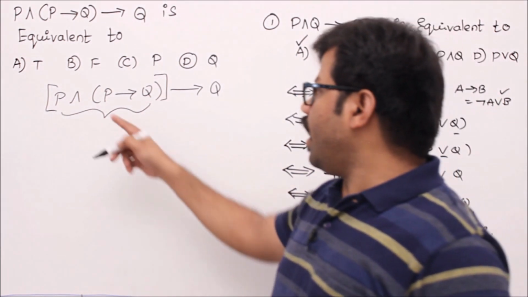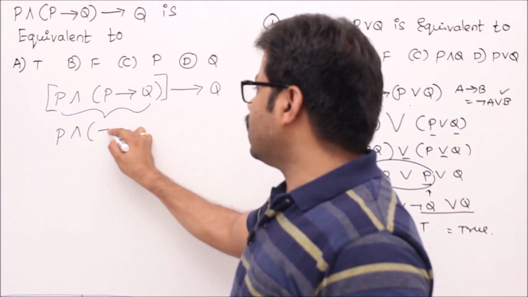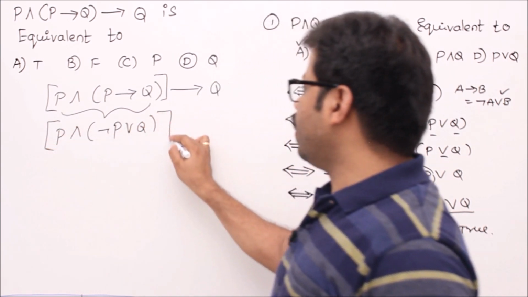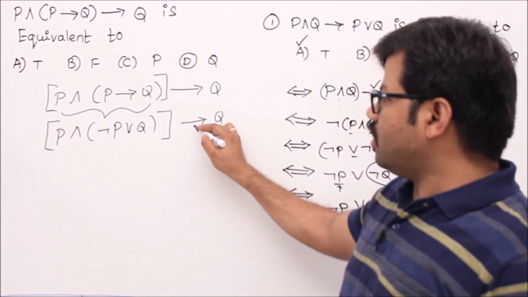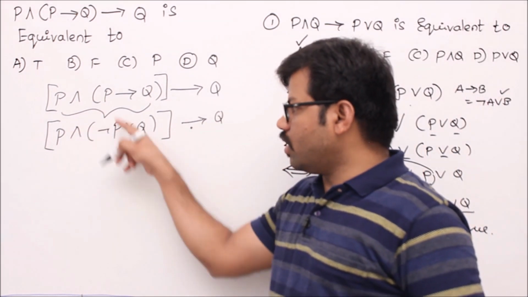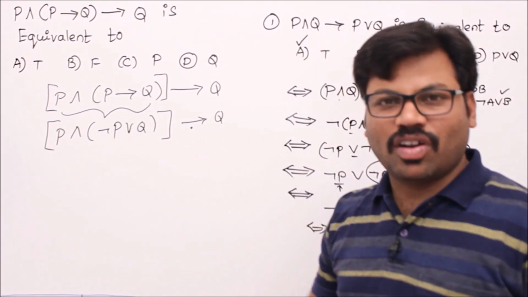So P and (P implies Q), that will become P, and we know whenever we have implication we can write negation P or Q, isn't it? So this is the entire unit, implies Q. Let's solve this implication later on. Before that, let me complete this one so that I get the simplified form. So P and (negation P or Q), same concept.